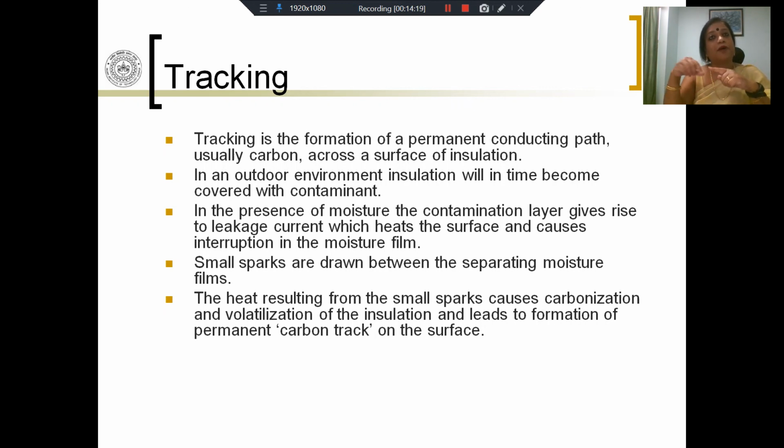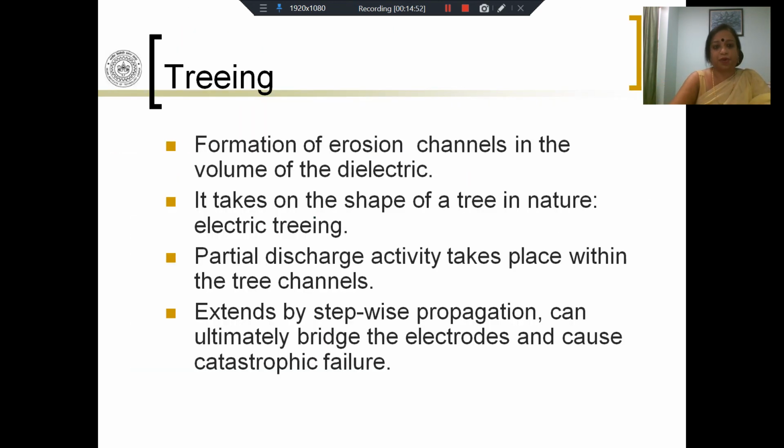Further, because of further chemical reactions along that channel, carbon is deposited, and so ultimately you have the formation of a permanent carbon track on the surface. So this process of the formation of a permanent carbon track on the surface of an insulator is called tracking. It takes a very long time to develop, and normally these tracks are zigzag in nature. They are spread over the surface. So this is the process of tracking, and tracking takes place along the surface of the insulator. Next, we will talk about tree.